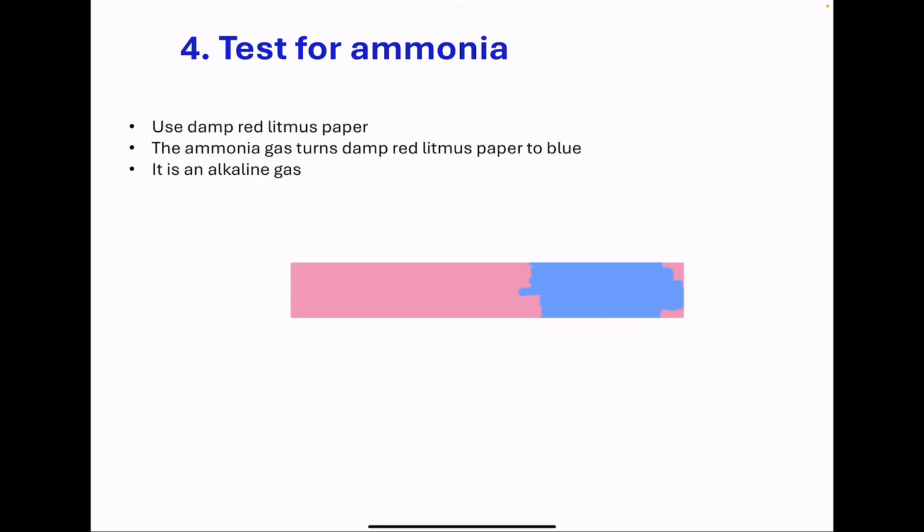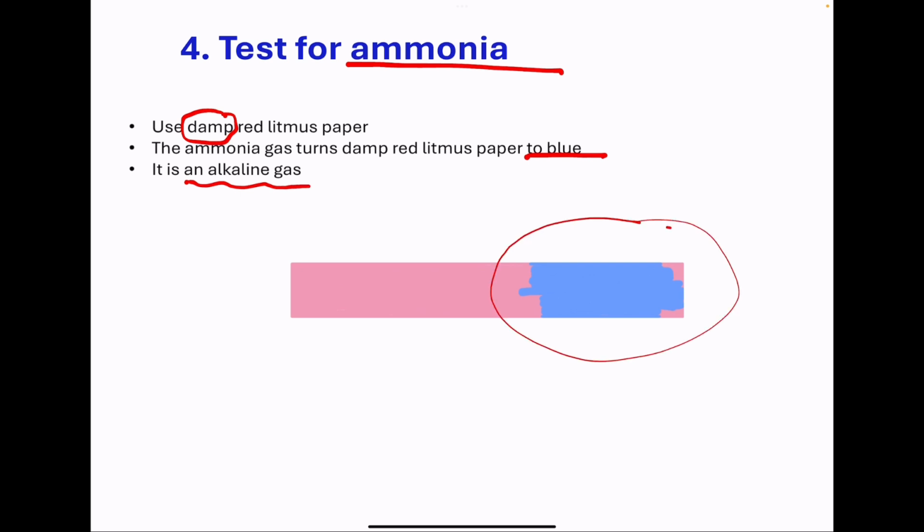Next is a test for ammonia gas. Here we'll test it using damp red litmus paper. The water will provide a solvent into which this gas can dissolve in order for the reaction to take place. So the ammonia gas is going to turn this damp red litmus paper blue, and that is going to be the confirmation that the gas was ammonia, since it's the only alkaline gas you're going to study at your level. So this is how the litmus paper is going to change.